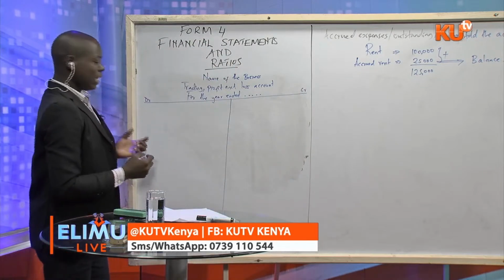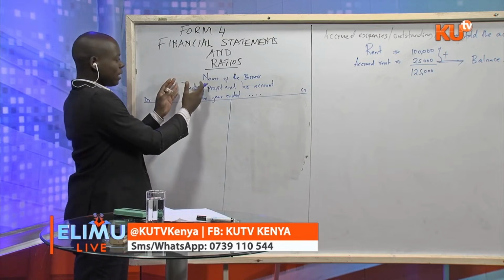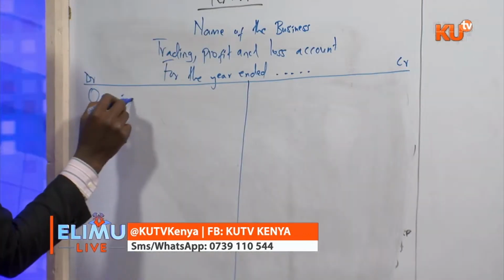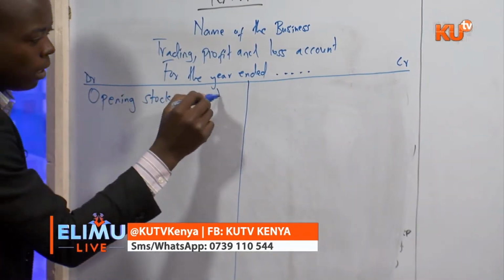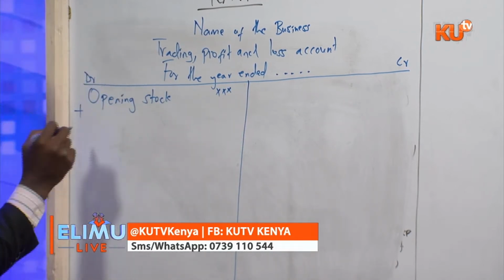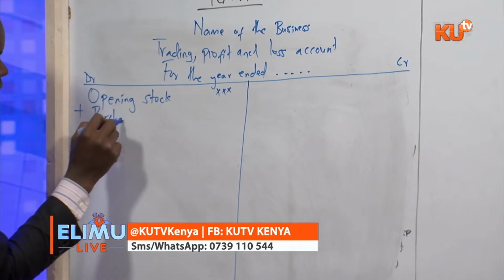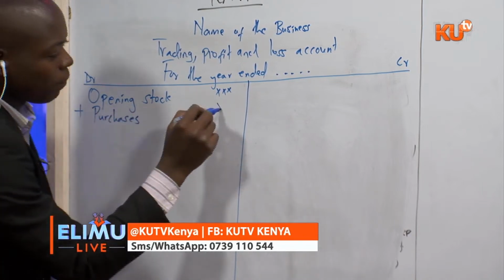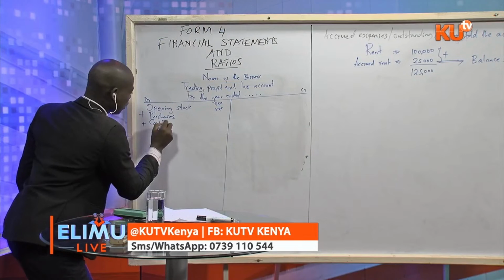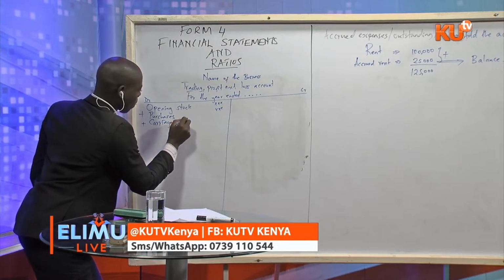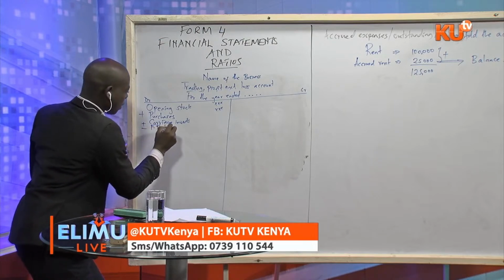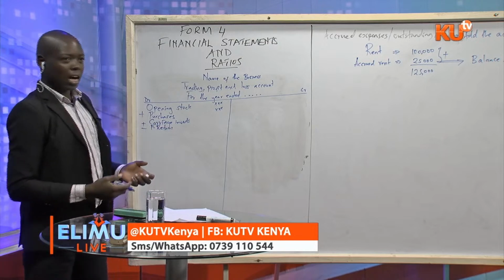On the debit side, the first item that we capture in the trading account, because the first part is the trading account, is opening stock. Once we record the opening stock, number two, we add purchases, if the business made purchases. Then we add carriage inwards. Then we subtract purchases returns, and the other name for purchases returns is simply returns outwards.